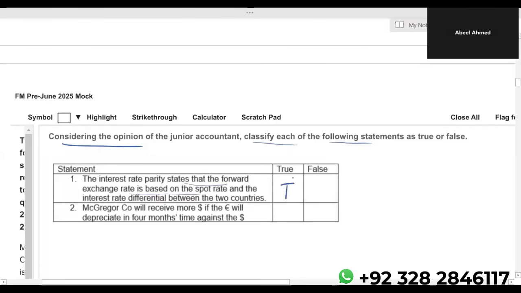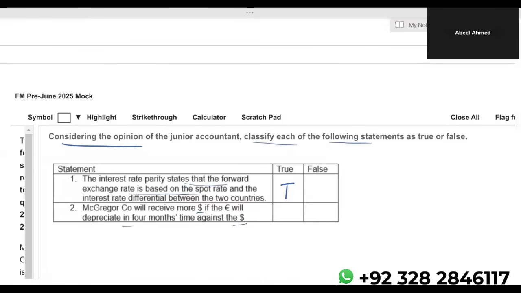Obviously, in interest rate parity, how do we calculate the forward rate? We take the spot rate and we take the interest differential between two countries. The job is done. Mac George company will receive more dollars if the euro depreciates in 4 months' time against the dollar. Basically, for this, we have to read the scenario to see which currency is local and which is foreign.